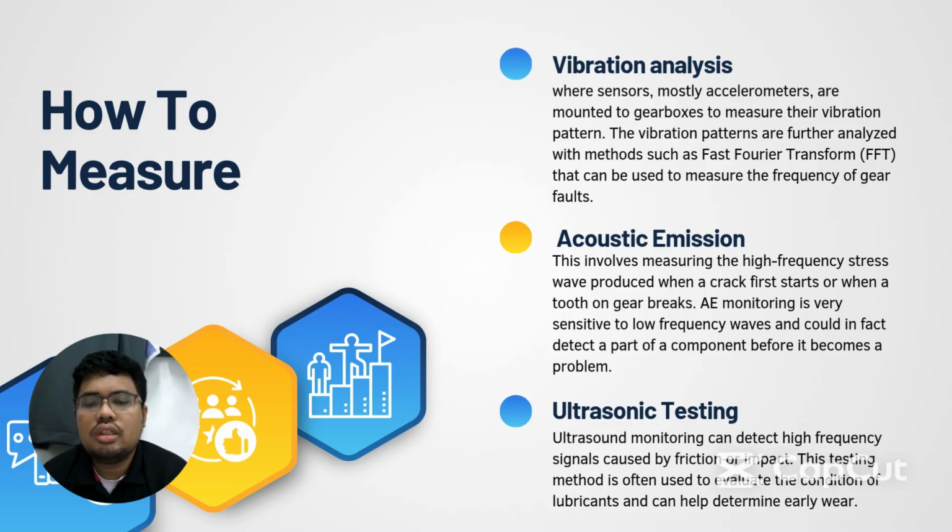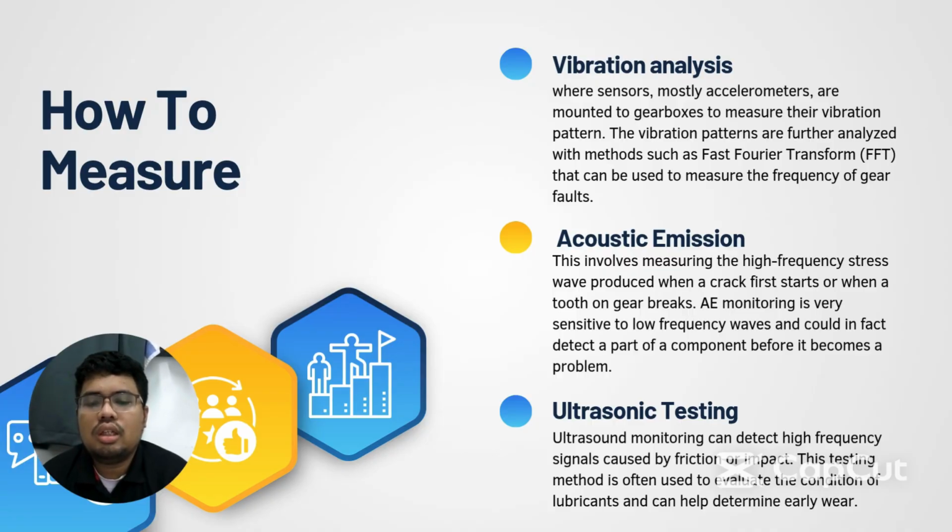The second is acoustic emission. This involves measuring the high-frequency stress waves produced when a crack first starts or when a gear tooth breaks. Acoustic emission monitoring is very sensitive to low-frequency waves and could in fact detect a fault in a component before it becomes a problem. And the last one is ultrasonic testing.